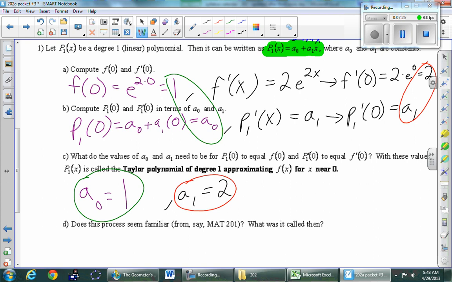So all we're going to do now is just write down what p sub 1 of x is. Again, p sub 1 is highlighted up there in green. What did we figure out a0 needed to be? 1 plus, it says a1x. What was a1? 2. 1 plus 2x.